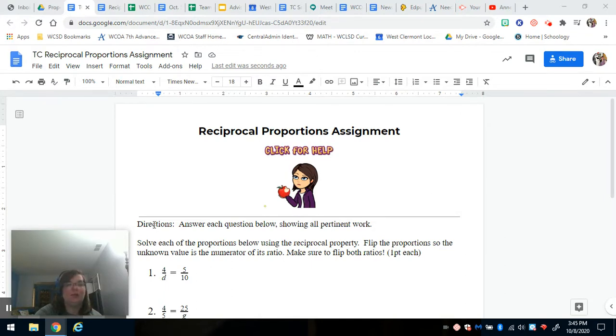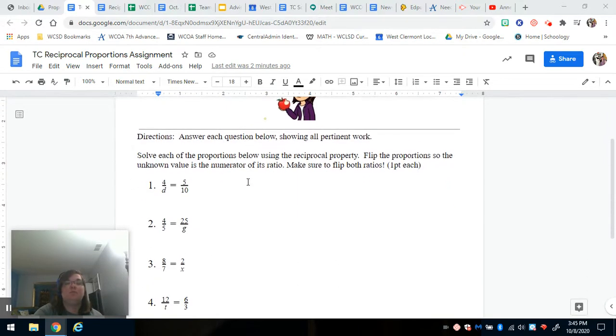All right, so a little bit about our directions. Make sure we're answering each question below, showing all pertinent work, and we'll get into what that looks like once I do an example with you. With our proportions, we're going to solve each of these using the reciprocal property, which means we're going to flip the proportions so the unknown value is the numerator of its ratio. Make sure we flip both ratios before we start cross multiplying. Okay? All right, let's take a look at number one.